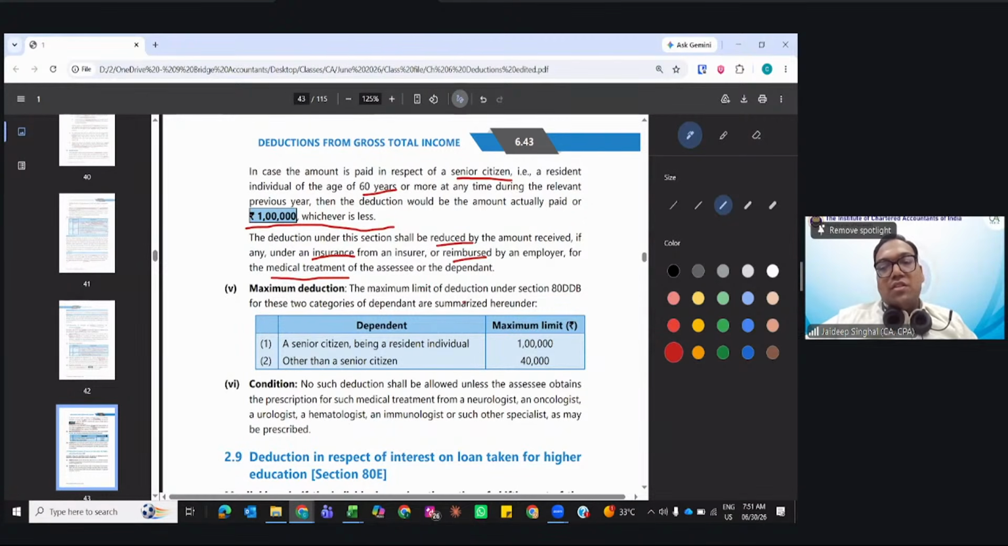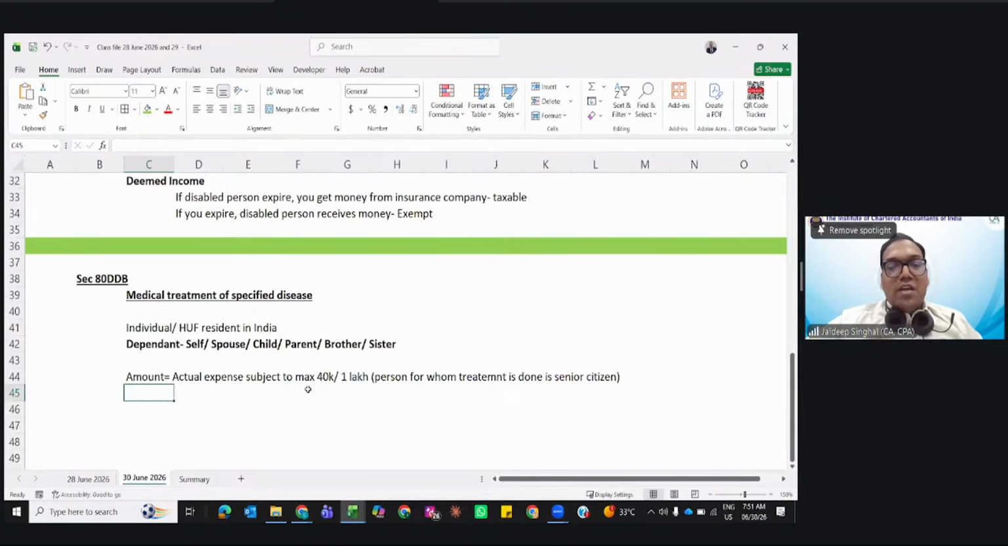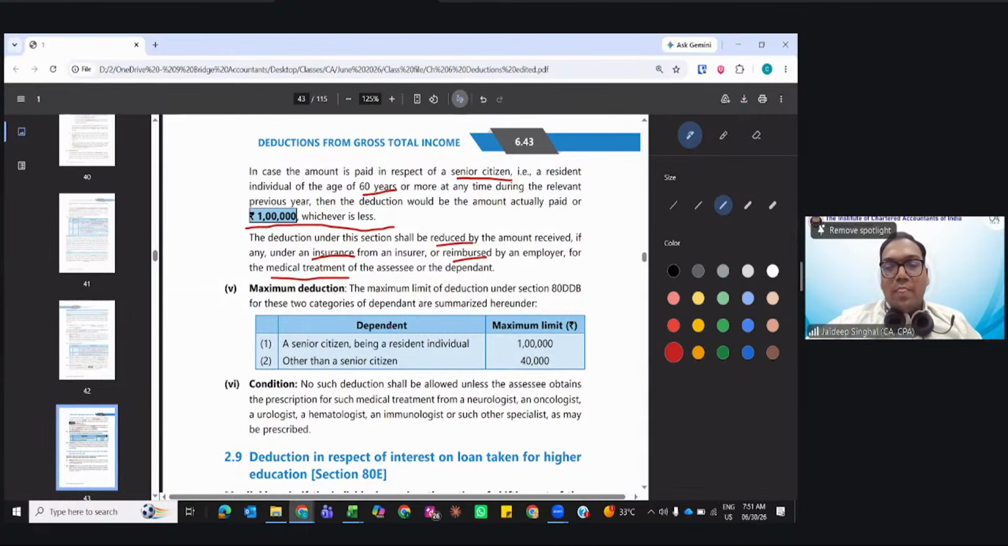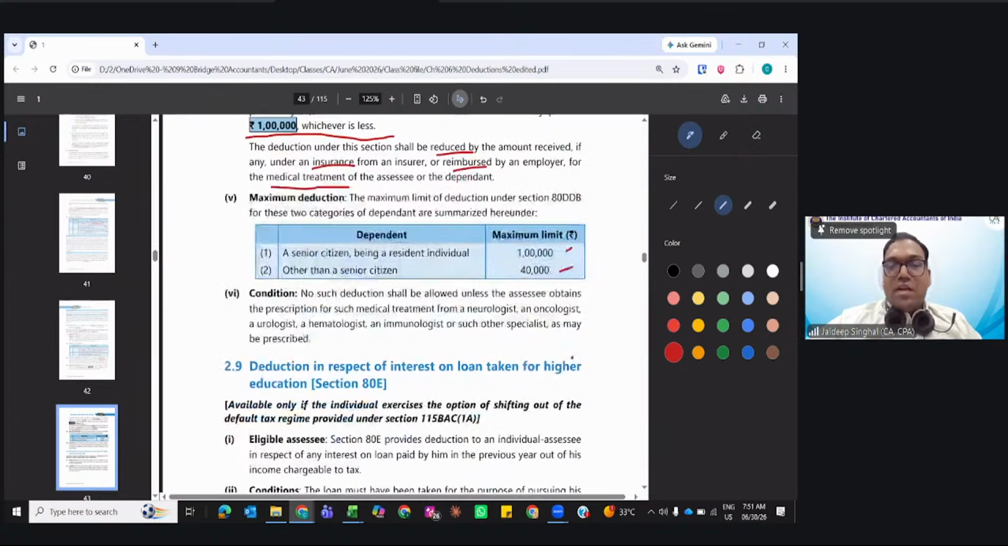Maximum deduction. What is the maximum deduction? This is the maximum limit, not per person, Arun Sagar. It is not per person, right? This is the maximum. If you receive any insurance company reimbursement, you reduce your amount from this, right? If you receive any insurance company reimbursement, the deduction is reduced. Maximum is 1 lakh and 40,000. We have already seen.